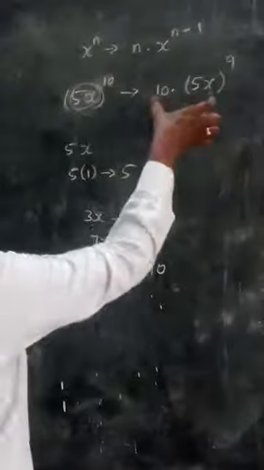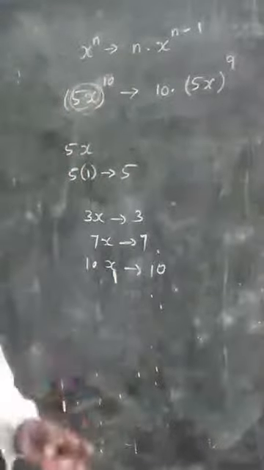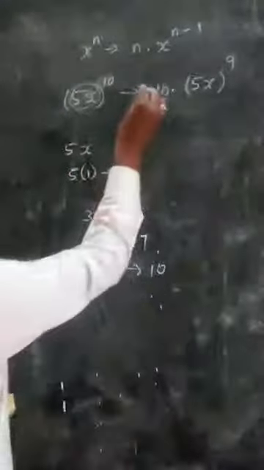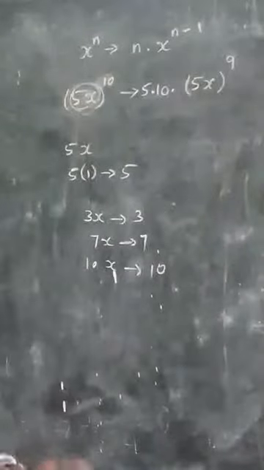So this is not the final answer. I have to differentiate 5x once again. If I differentiate 5x, 5 will come. I should multiply that 5 with this answer. Then only the answer gets completed.